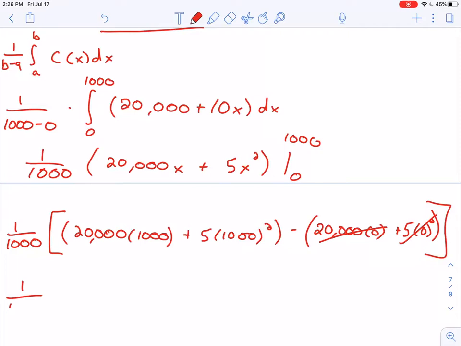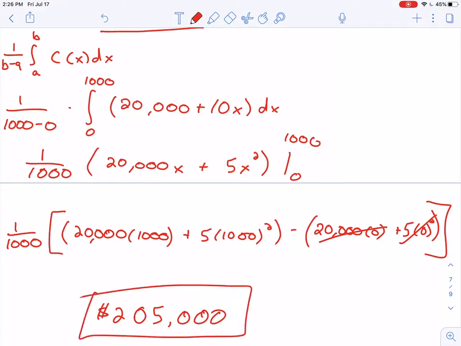So I have 1 over 1,000 times 20,000 times 1,000 plus 5 times 1,000 squared. Take that result, divided by 1,000. Let's just jump to the results. I should end up with $205,000. So this is the average value of the cost function over 0 to 1,000.